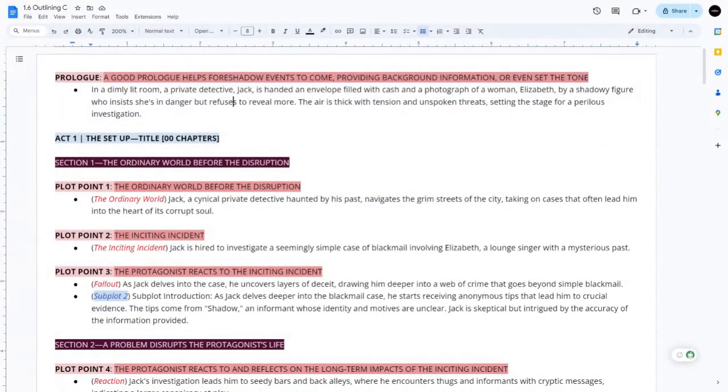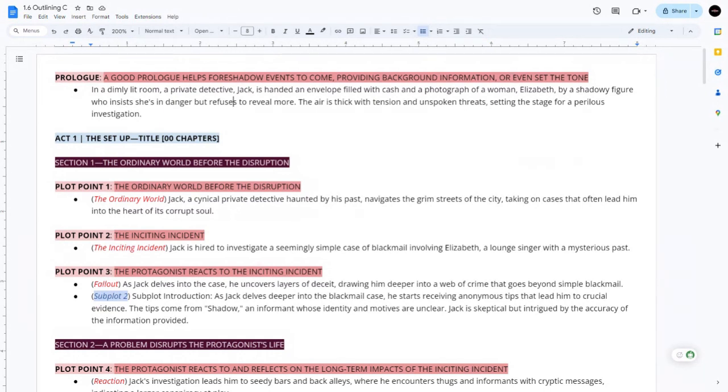Okay. Now, real quick, before I get into the depth of looking at it, let's talk about how we can break it down first.